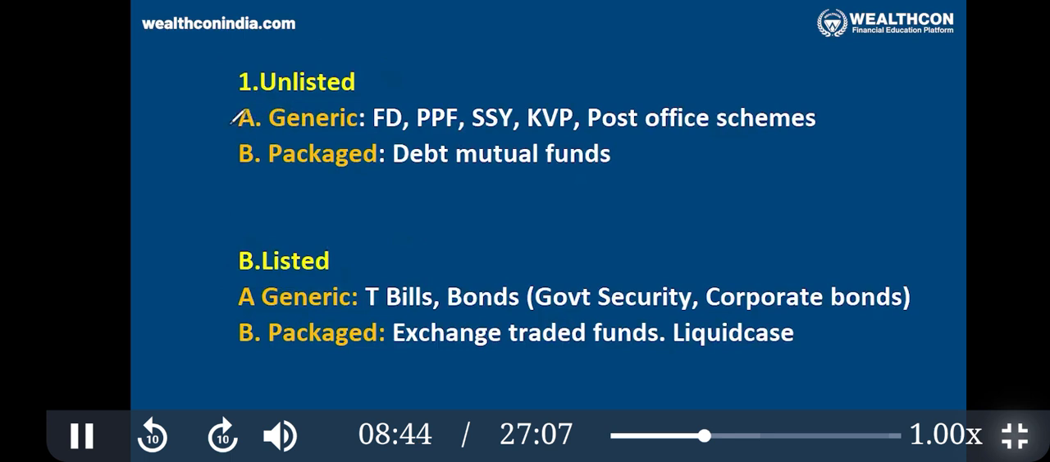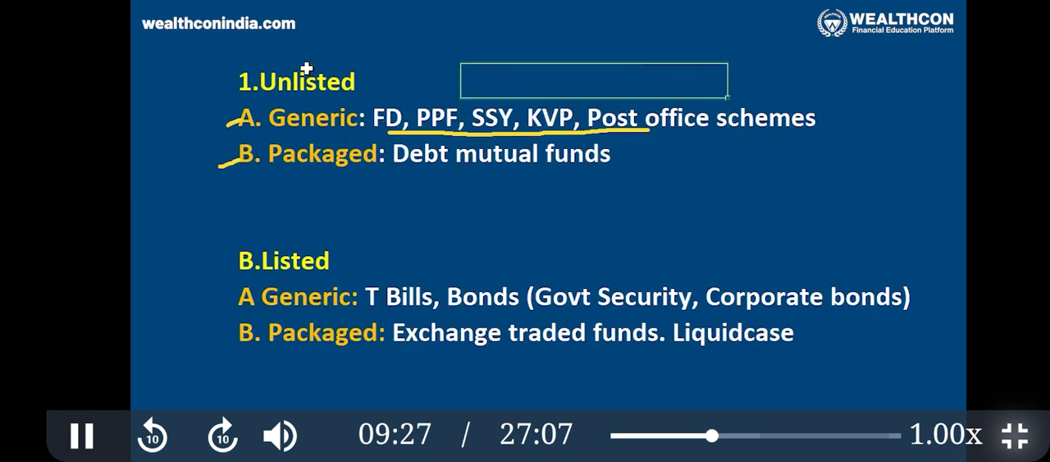Under the unlisted, again, there are generic and package products. Generic products are FD, that is fixed deposit, Public Provident Fund, even EPF, Sukanya Samriddhi Yojana, Kisan Vikas Patra, post office schemes, and many other bank, post office and government schemes. These are generic and unlisted. These cannot be sold to other people. So there is another word for this as well: these are not tradable, or non-tradable. These unlisted products, which are also called small savings schemes, cannot be traded.